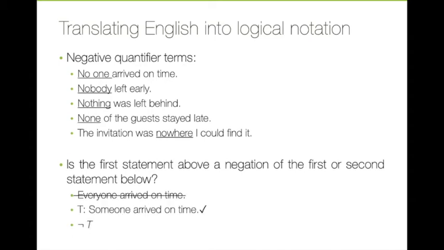So the statement "someone arrived on time" is the one that needs to be negated. It's not the case that someone arrived on time. That captures the meaning of "no one arrived on time." So our atomic statement should be T, "someone arrived on time," and our negation should be not T.